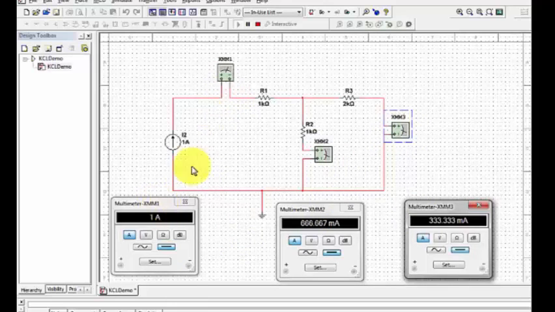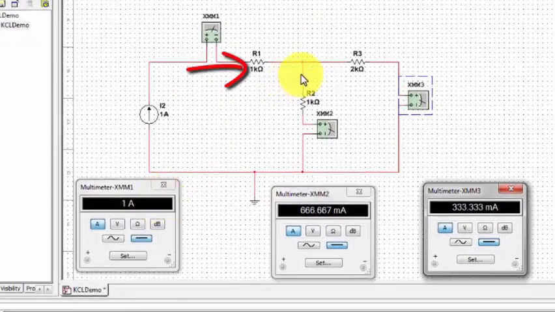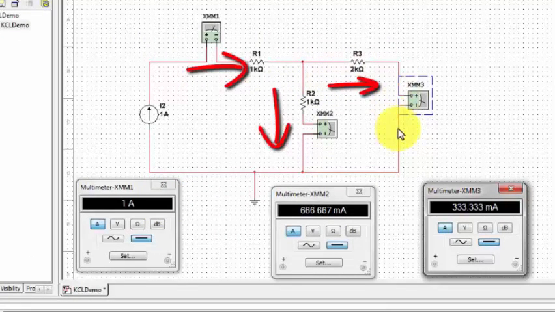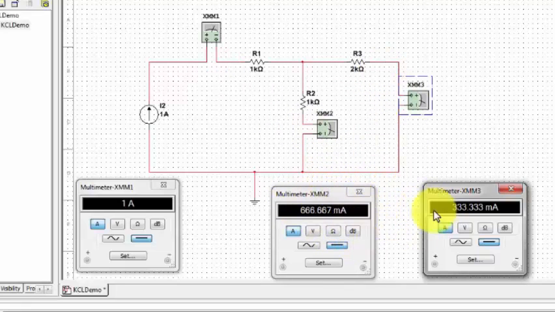This is meter 1. Current meter 1 shows 1 ampere, and those two, one goes down, one goes this way, are leaving this node. If you add those two currents together, you will see their value is exactly equal to this current. This shows for a node, the total currents into the node is equal to the total currents leaving the node.